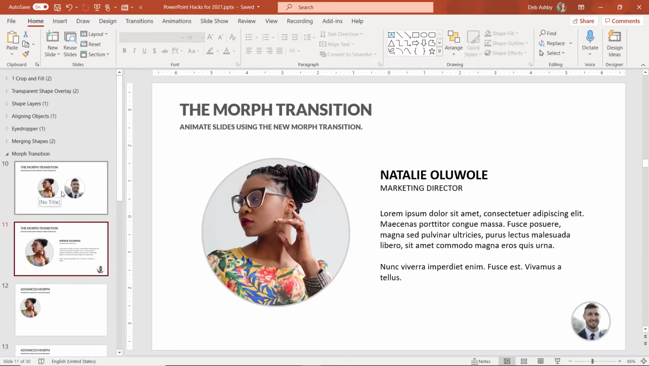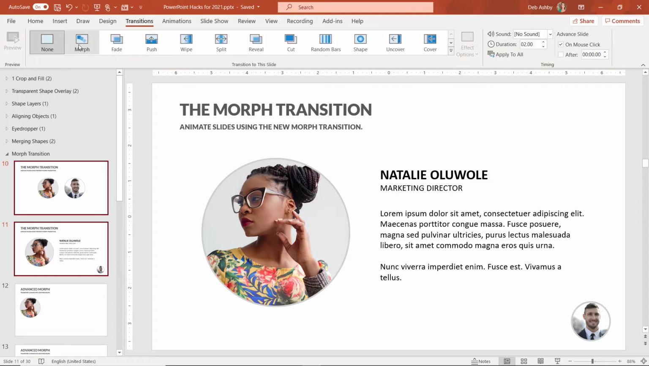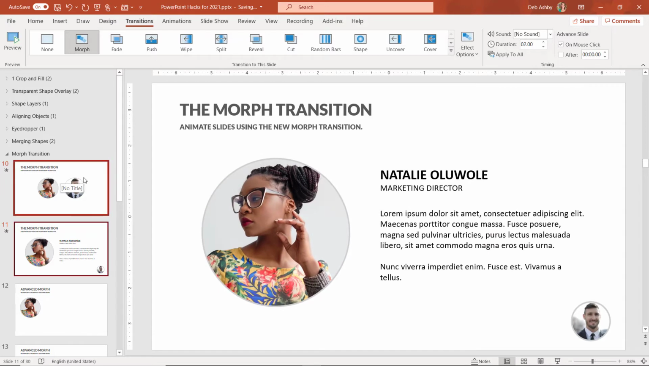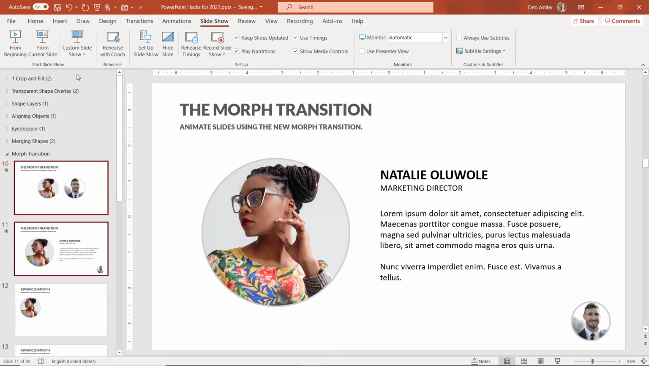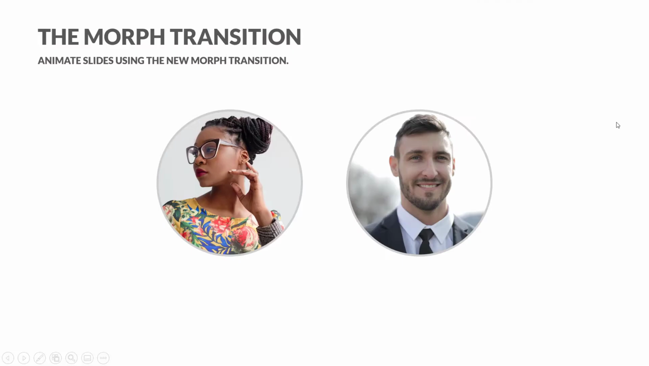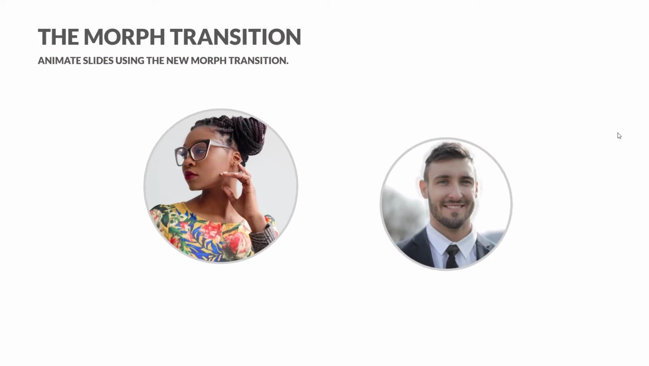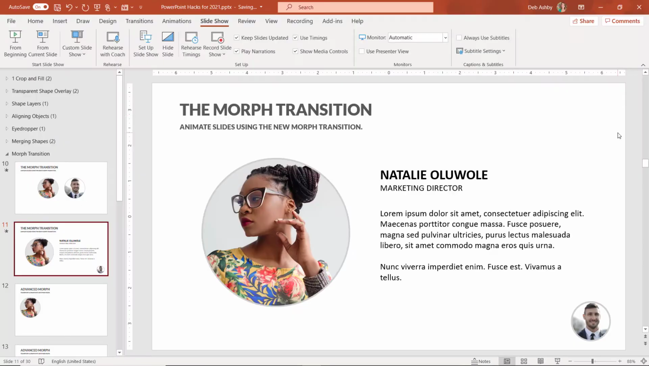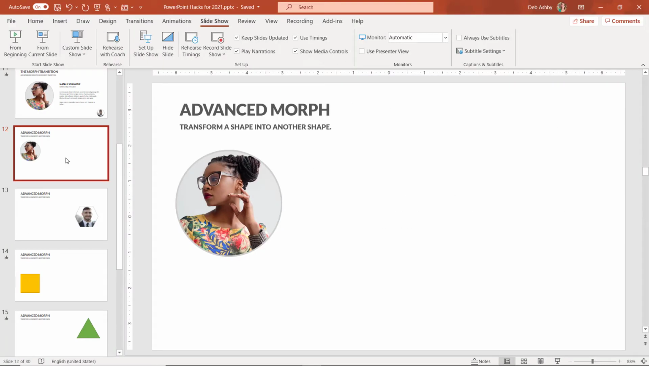Once I've made my changes, if I select both of these slides and apply the Morph transition, you can see the effect that that gives. Let's just quickly run the slideshow so you can see that again. The slide starts like this, but when we click to move on to the next slide, we get that nice animated effect. So that is Morph.